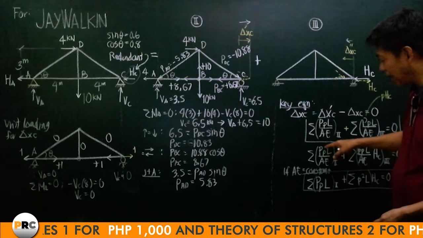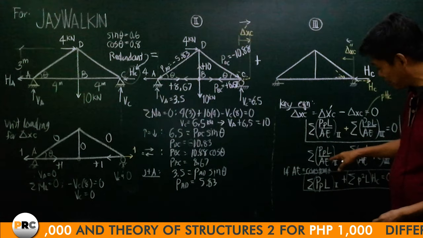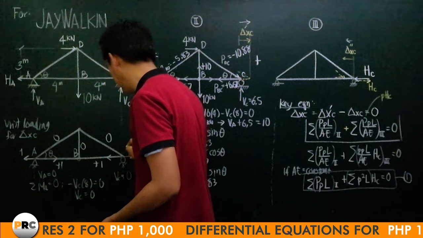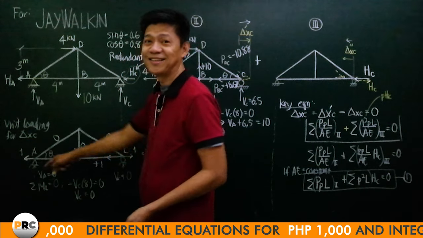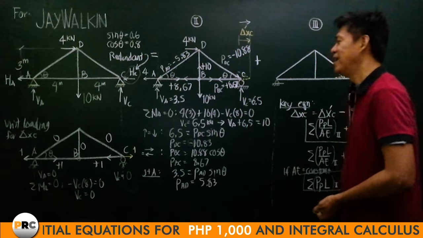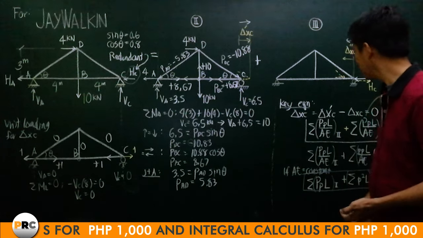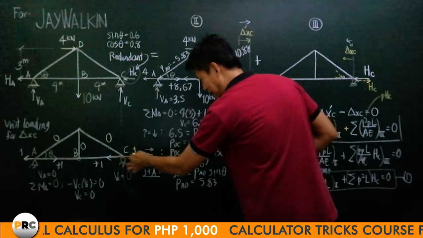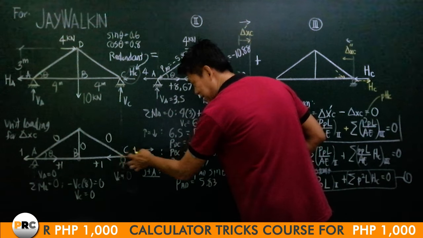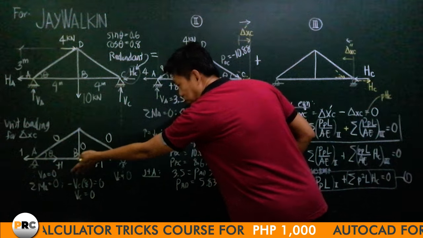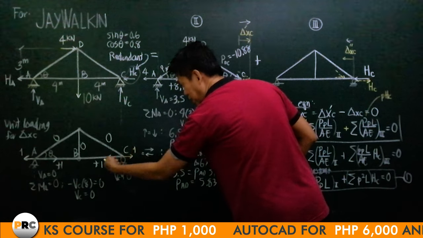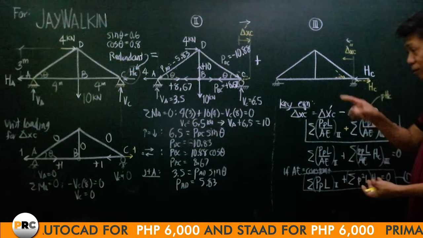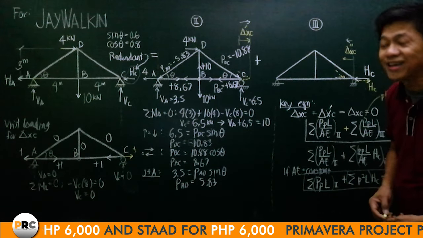So your interests are only the members with non-zero small p. In this particular case, AB and BC. Just this. You get it? Okay. Now, once we solve them, take note that since this is HC, this is 1. If this is 10, all of those will be multiplied by 10. If this is 100, all of those will be multiplied by 100. If this is HC, all of those will be multiplied by HC.